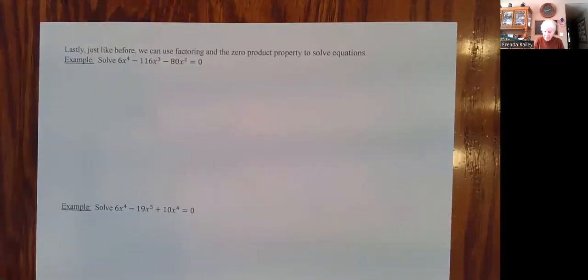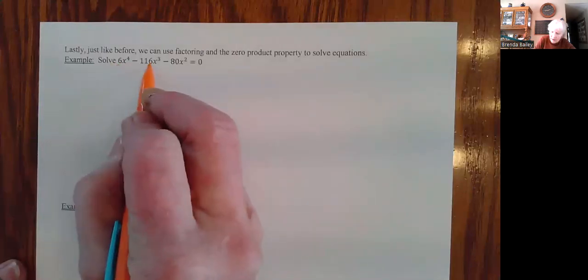this one right here. Now we're going to solve. So now we're going to take it a step further. We're going to factor, just like we've been doing, using whatever method we would like to. And then we're going to solve it. So here we're going to look for the greatest common factor of 6x to the 4th, negative 116x cubed minus 80x squared. What's a number that goes into all of these?